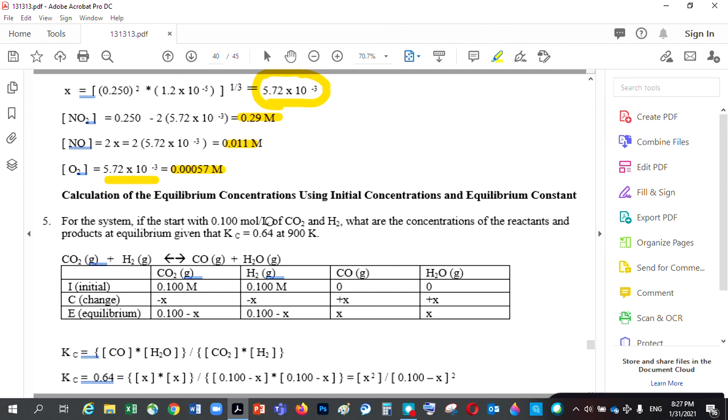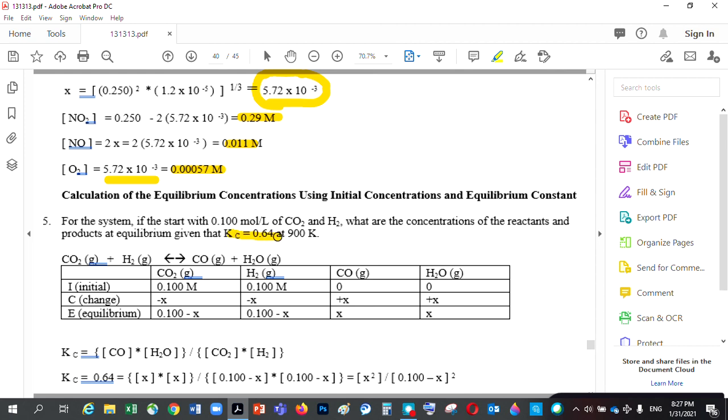Another example. Again, we did not solve a quadratic equation here. We'll do one example with a quadratic equation at the end, but here we just used assumptions. The assumption is that when the Kc is very small, then we can get rid of the 2x in this example. Let's look at this: calculation of equilibrium concentration using initial concentration and the equilibrium constant.